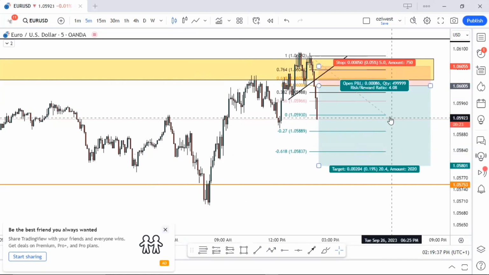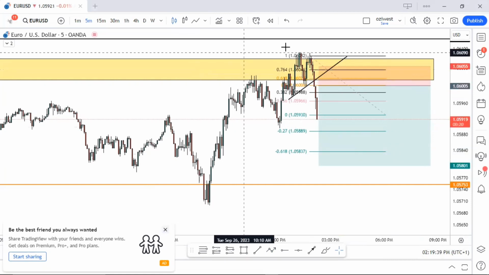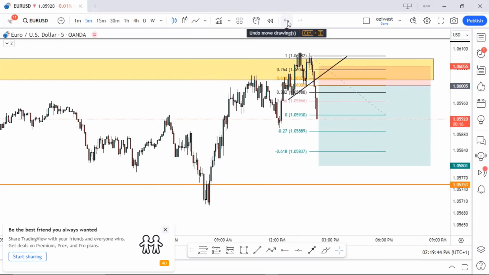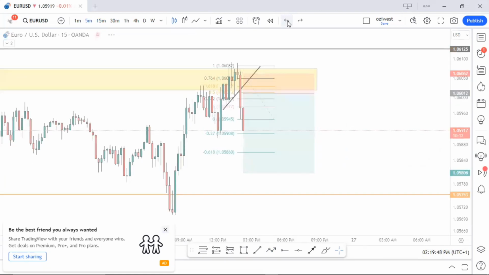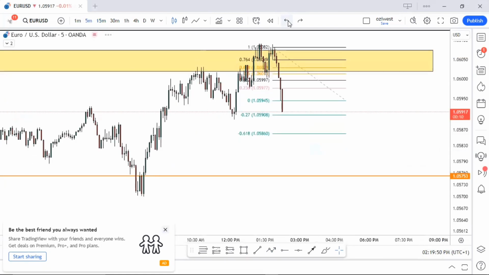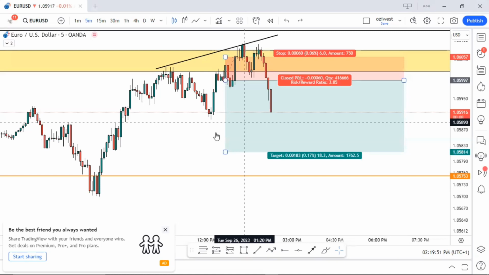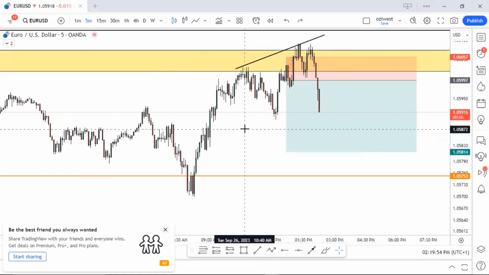Price is still flooding. Can you imagine that? After hitting our stop loss, bro. Can you believe this, bro? Crazy, bro.